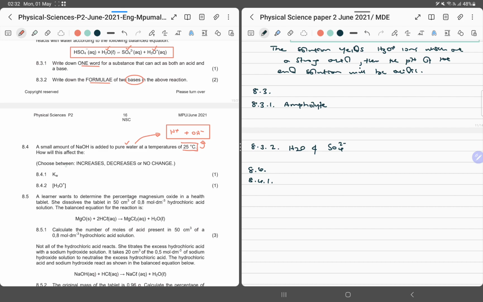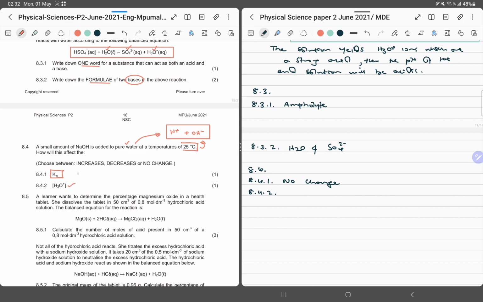Now, how will this affect it? We choose between increases, decreases, or no change. How does that affect the ionization constant of water? Remember, if we're keeping this temperature, the ionization constant Kw does not change. So it is no change.